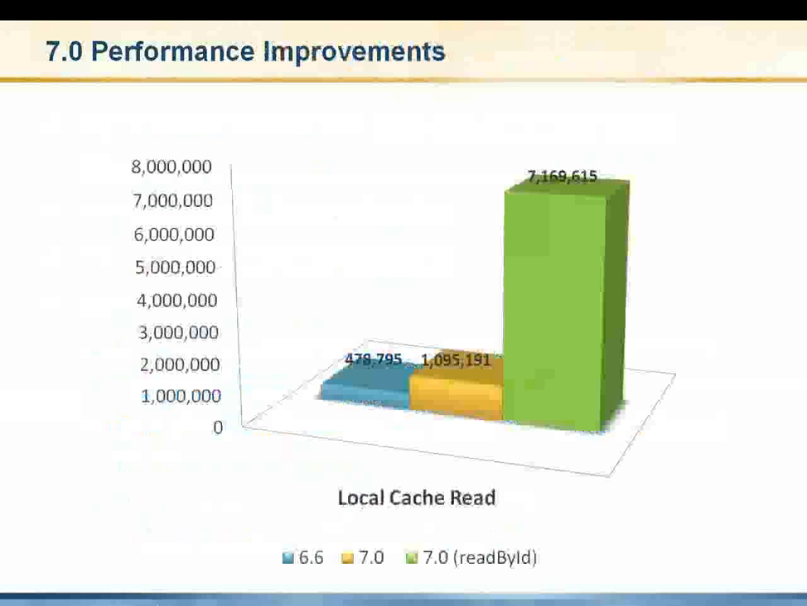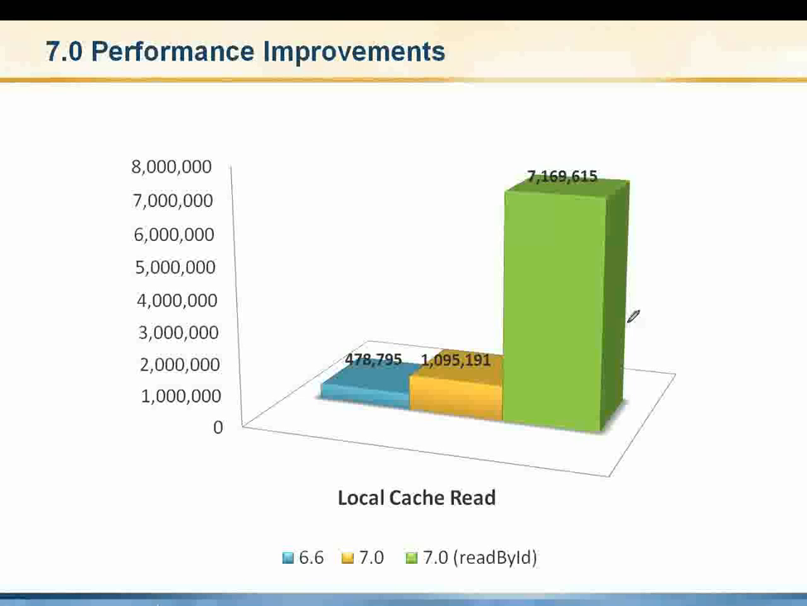So getting back to the performance improvements, the first thing we see here, the first graph, is the local cache improvements. We see here 3 columns. The first one is describing the 6.6 performance. Basically, back in 6.6, you could do about 500,000 reads per second on a local cache, assuming, of course, that the data is cached by the local client.